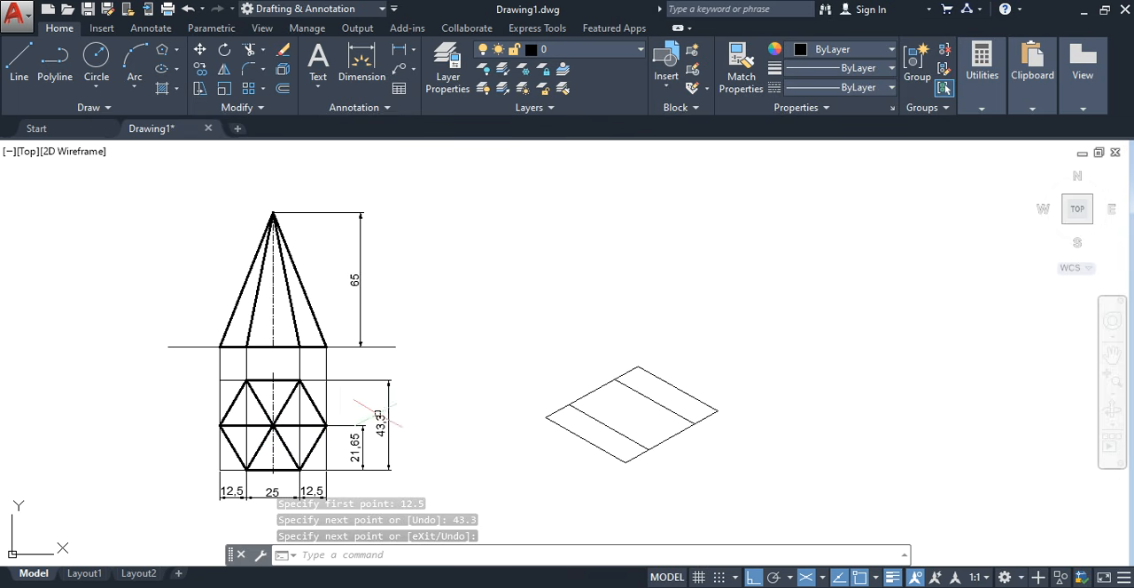And we have to draw the middle line also. To draw the middle line, it is at 21.65 from this side of the rectangle. So once again we will take a line, and from this the distance is 21.65, and from that we have to draw the line up to this last point. The length is 50 anyway.